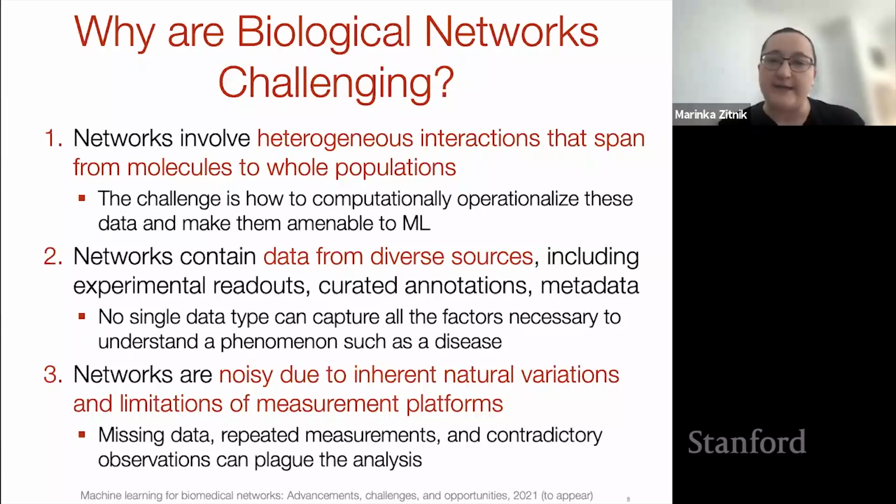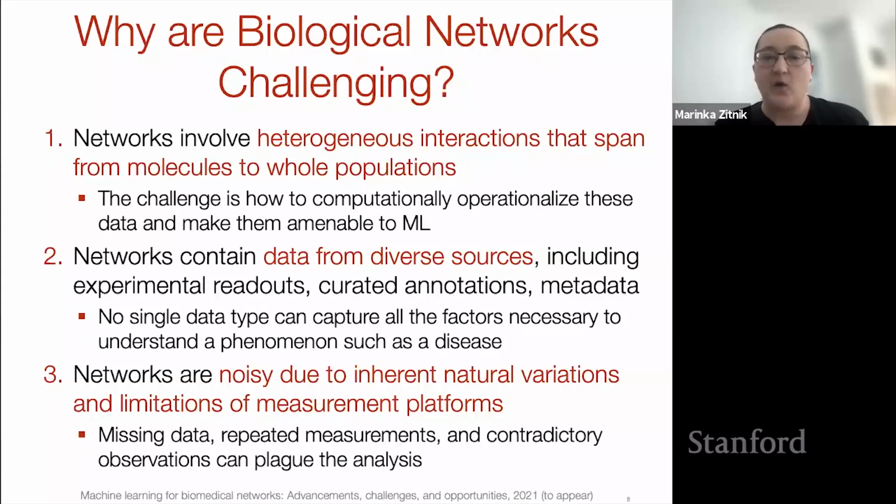The second challenge is that networks in biology contain data that come from a variety of different resources, including experimental readouts, curated annotations, and metadata. And we really need to consider all those data jointly, because no single data type can really capture all the factors that are necessary to understand a particular complex phenomenon, such as a disease. We need to jointly consider the data from diverse resources to do so.